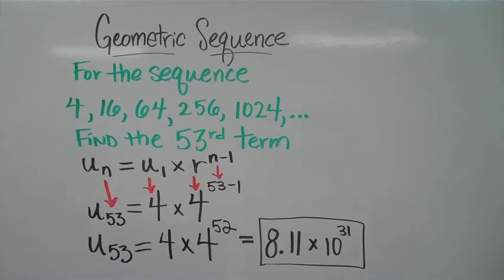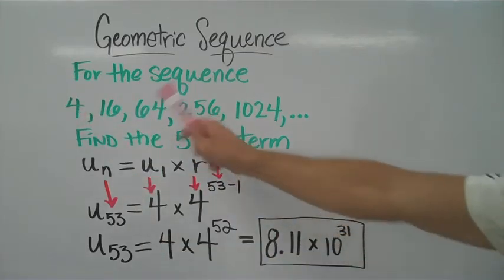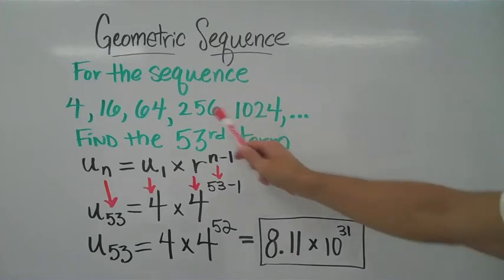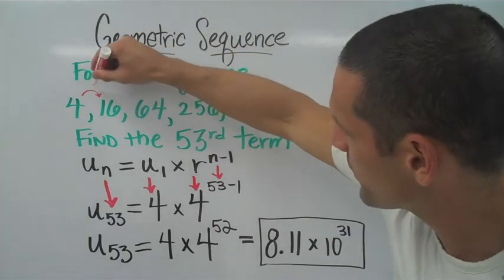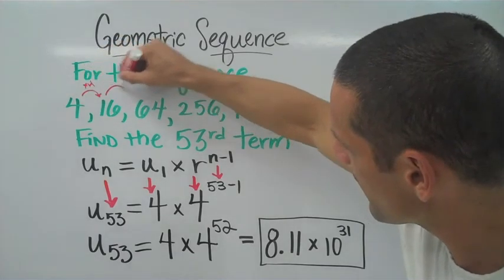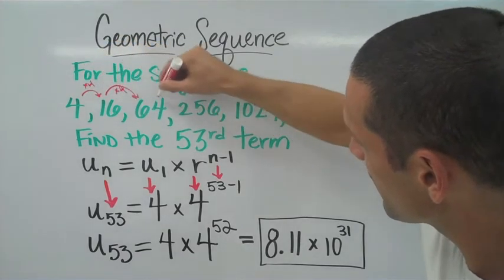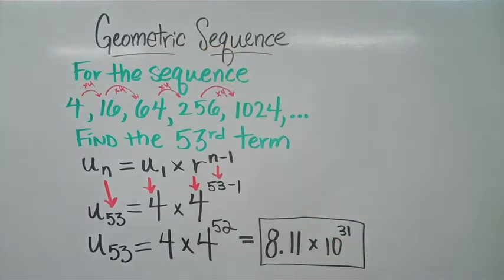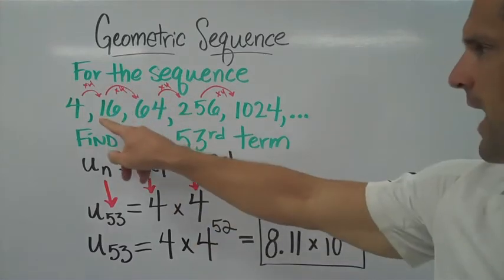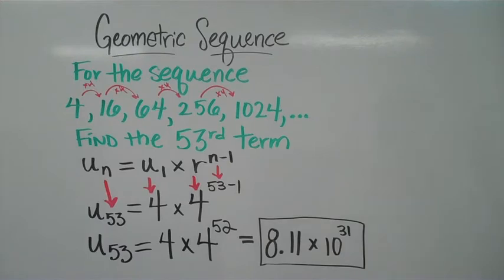Well, the first thing we have to do is determine that it's a geometric sequence. 16 divided by 4 is 4. 64 divided by 16 is 4. 256 divided by 64 is 4. 1024 divided by 256 is 4. Or we could think of multiplying by 4 to get there, to get there, to get there, and so on. So if we have that common ratio of 4, we know that it's a geometric sequence. It's a sequence because I'm not adding, I'm just having commas there. It's a list of numbers.